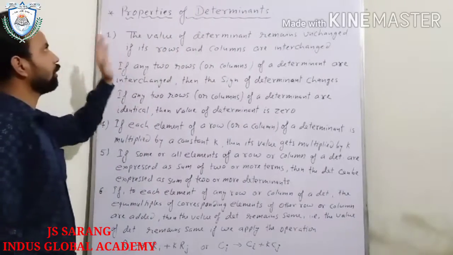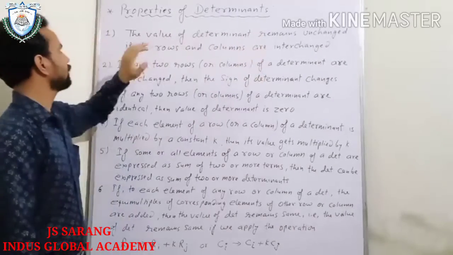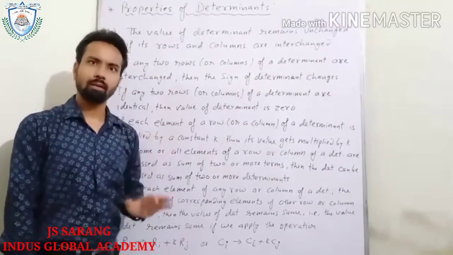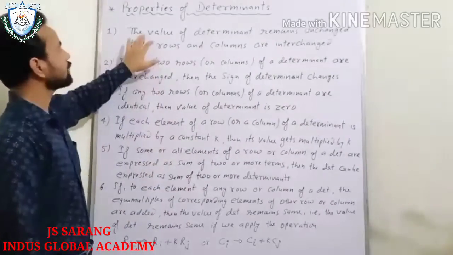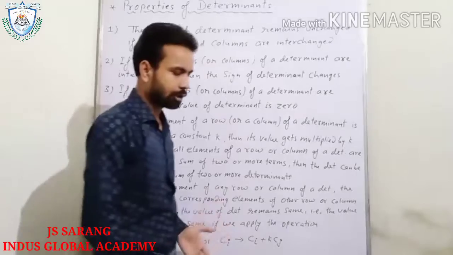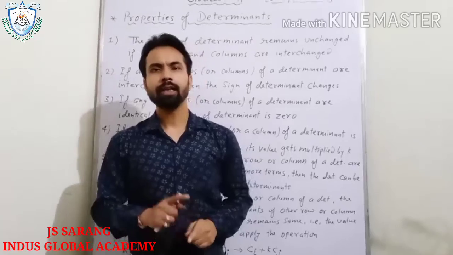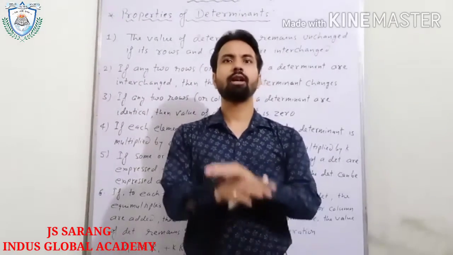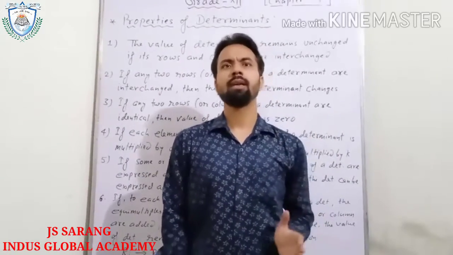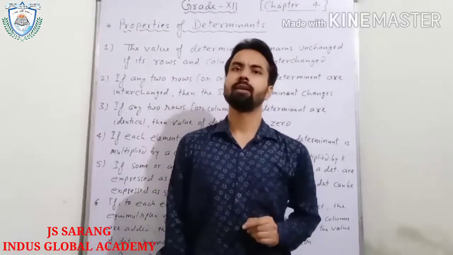The very first property of the determinant is the value of a determinant remains unchanged if its rows and columns are interchanged. Hope it is clear. What is the meaning of this? The value of a determinant remains unchanged if its rows and columns are interchanged. Means if any determinant is given, then we can interchange its rows and columns, so there will not be any effect. Got it? Means the value of the determinant will remain the same if we change its rows and columns. So this is the very first property of determinants.